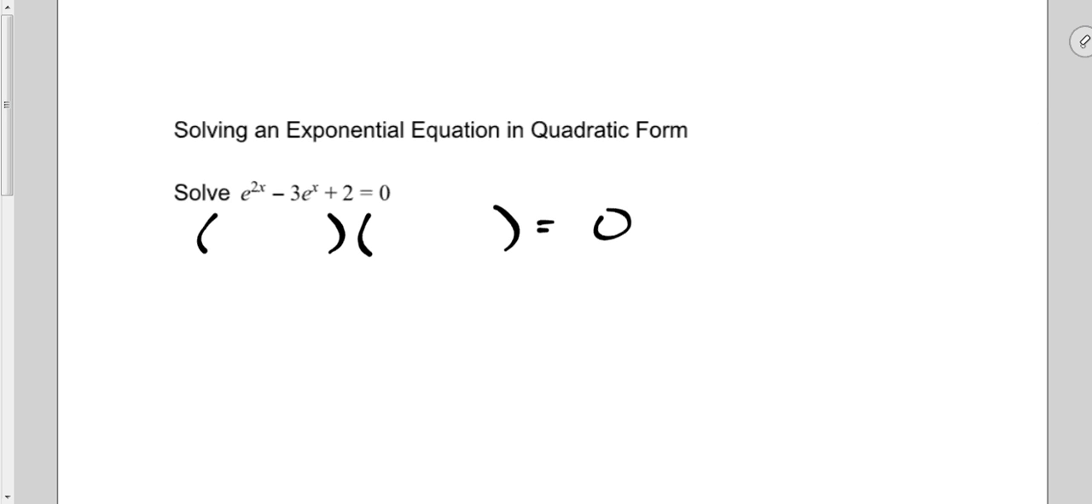But let's factor this. What times what gets me e to the 2x? e to the x times e to the x. You add the exponents, right? Okay, let's see, this would be minus and minus, right? Why is it going to be minus and minus? Yeah, because of this -3, right? And then the only way I know to make 2 is 2 and 1, right?